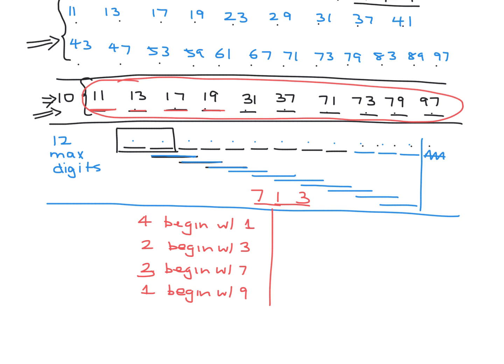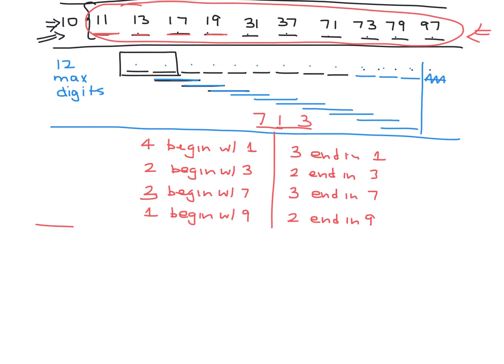Now look at the endings. 3 end in 1 from this list right here. Right? 3 end in 1? Yeah, the 11, the 31, and the 71. And then 2 end in 3. 3 end in 7. And 2 end in 9. Okay. So that helps, because now I can figure out how to place these numbers. So let's make an attempt here.